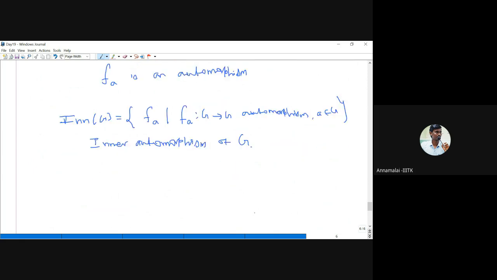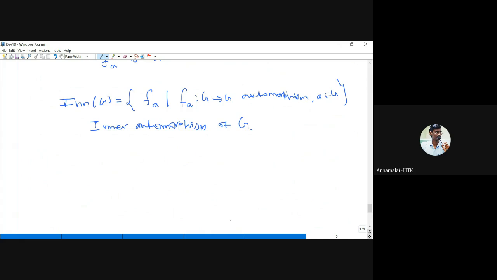Now, what is the relation between this inner automorphism of G and the automorphism of G? So therefore this Inn(G) is a subgroup of Aut(G). And not only a subgroup, it is a normal subgroup. So this is the notation to denote normal subgroup. So this Inn(G) is a normal subgroup of Aut(G). It's a very important result.